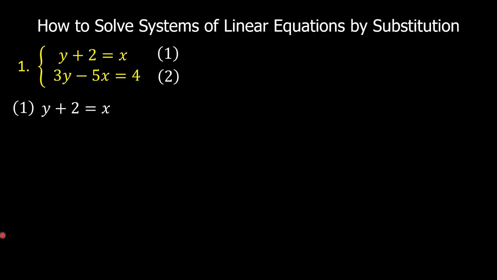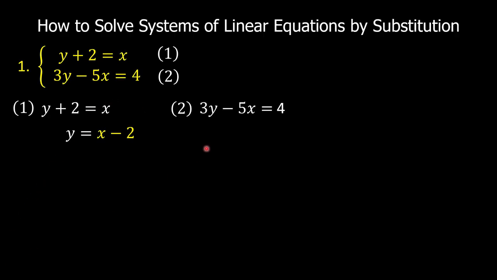y plus 2 is equal to x. Let us use transposition. We are going to transpose positive 2 from the left side to the right side. We change its sign from positive to negative. So we have now y is equal to x minus 2. And then we are going to substitute x minus 2 for y in the second equation.